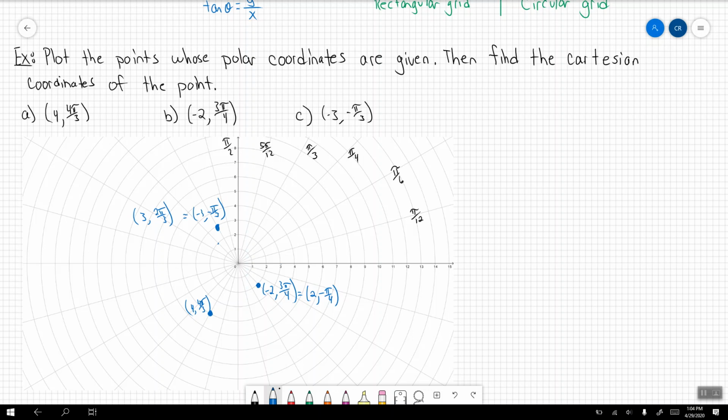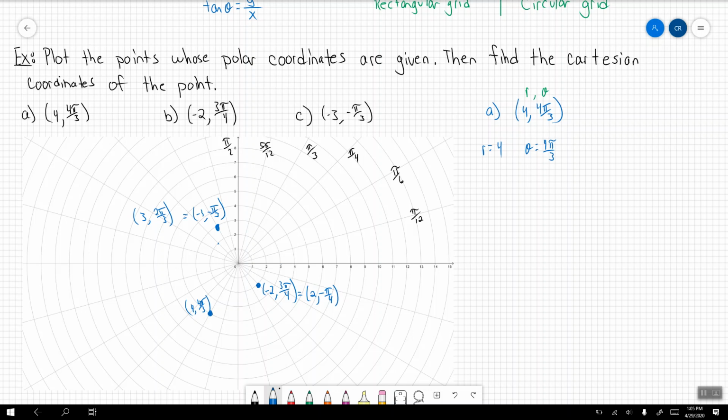Because the question said, find the Cartesian coordinates of those points. So I'm going to be working with part A first. Part A says I have 4 comma 4 pi thirds. And again, by what's given to me, they're saying that these are in polar coordinates, so this means I'm given some r and some theta. So I know by extraction that r is equal to 4, theta is equal to 4 pi thirds.